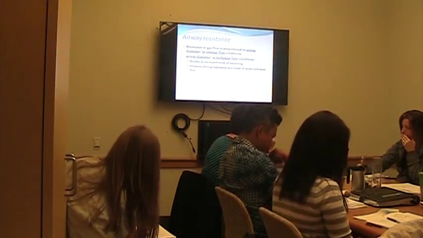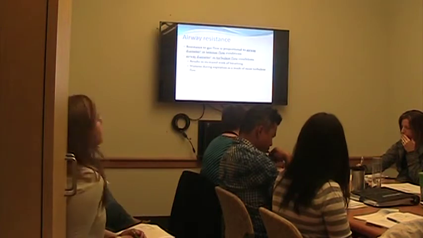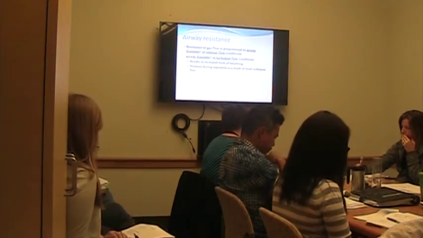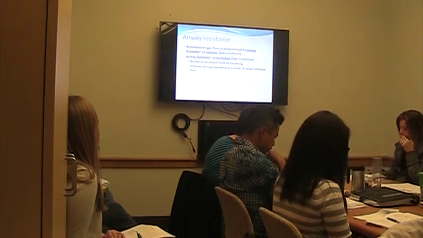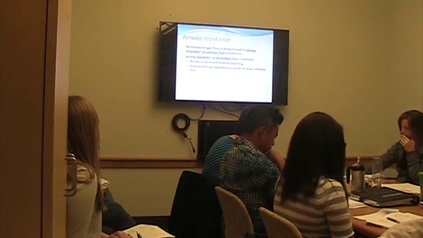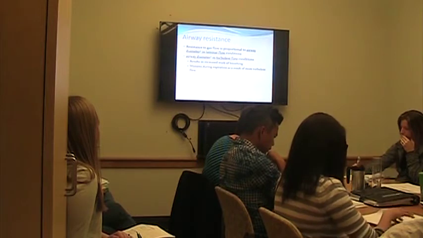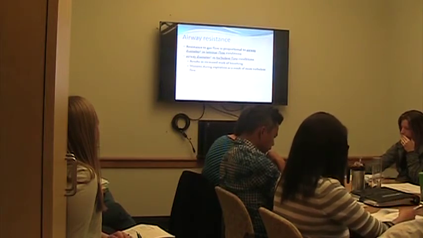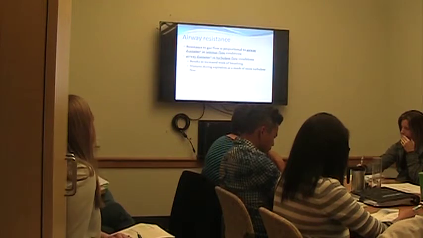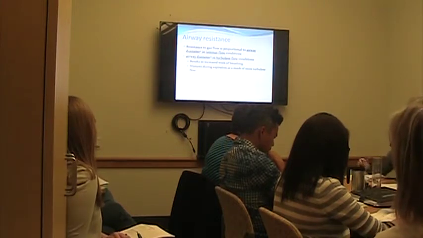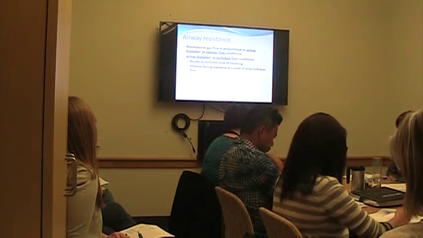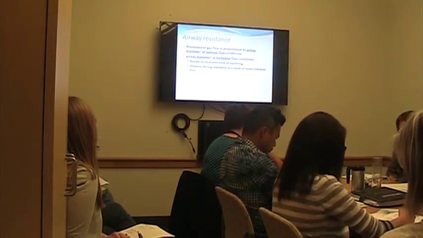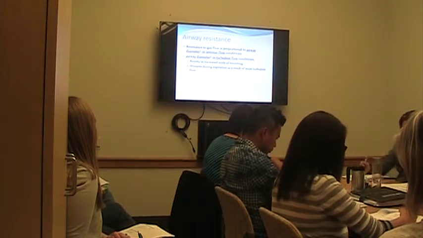So airway resistance. We'll talk a little bit about resistance and compliance. Airway resistance is resistance to gas flow, and it's proportional to the airway diameter to the fourth power under laminar flow conditions, and the airway diameter to the fifth power in turbulent flow conditions. So when you have turbulent flow, such as in forced expiration, you have an increase in airway resistance to the fifth power.